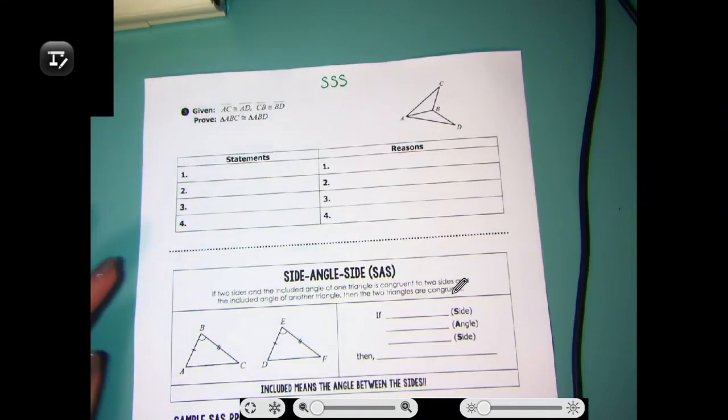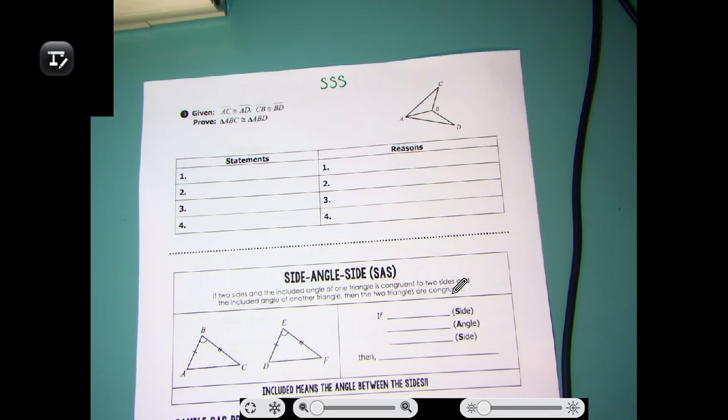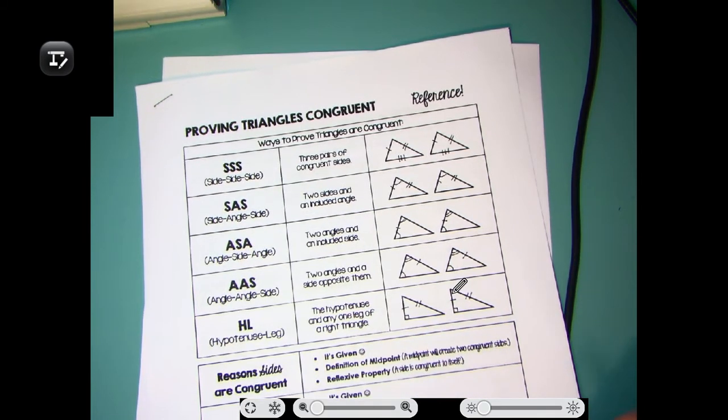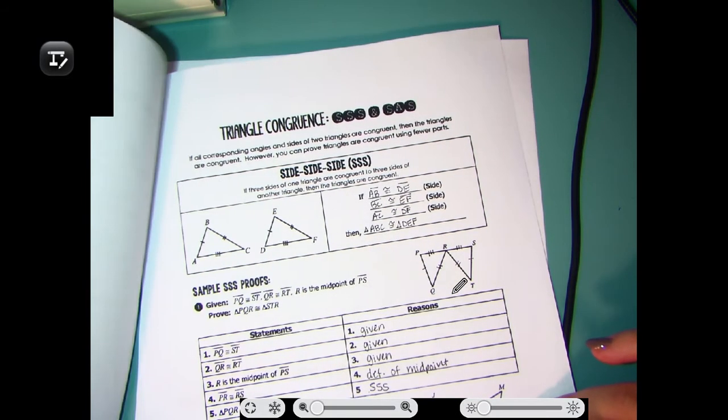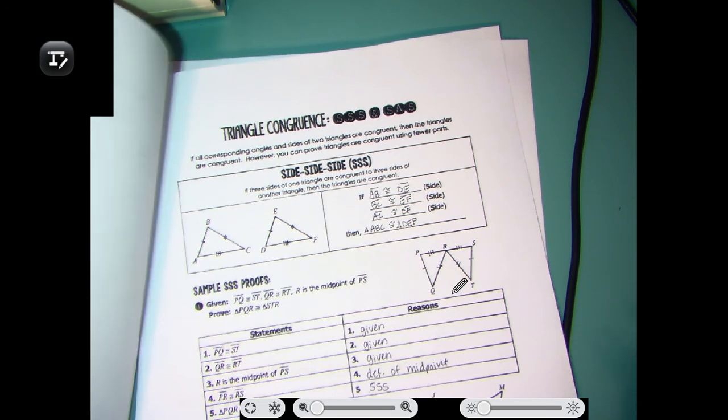Today we're going to focus on side angle side, and look at some examples with those. The last set of notes I showed you had a summary for reference of all of the ways to prove triangles congruent, and then we focused on some examples with specifically side, side, side only. So today we'll look at side angle side.